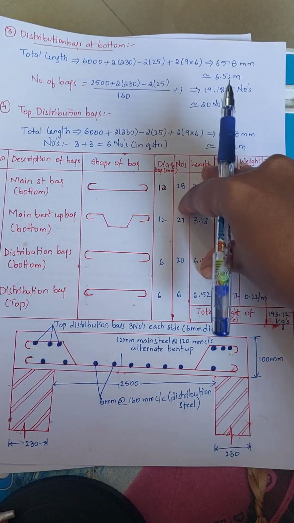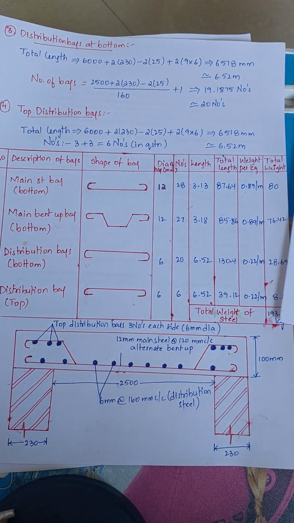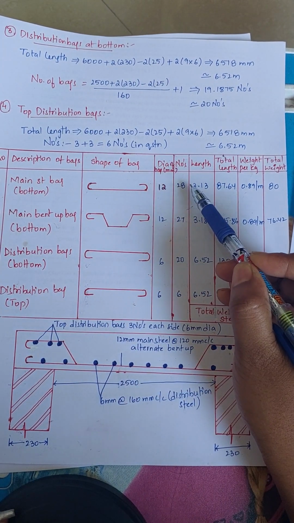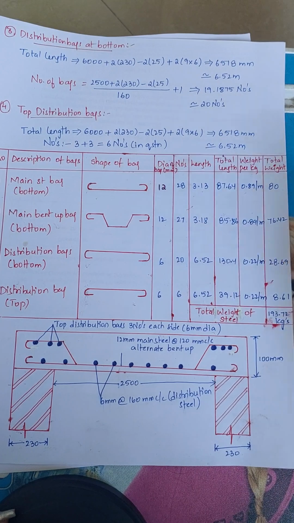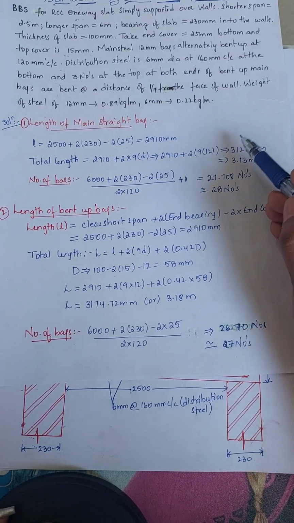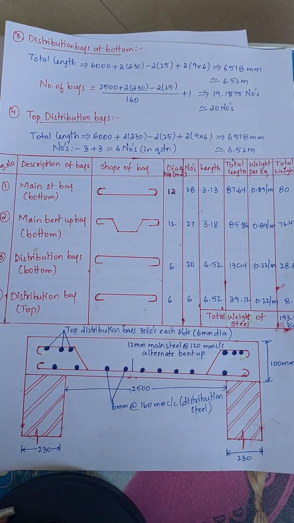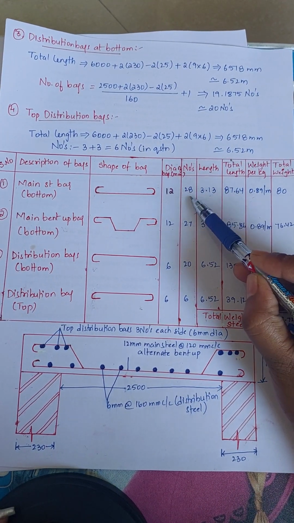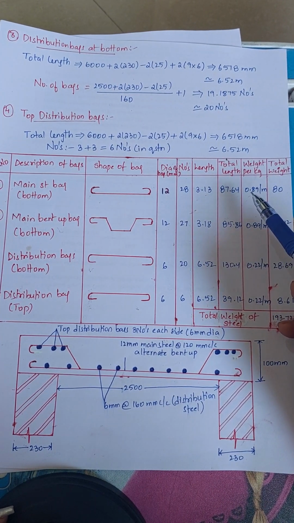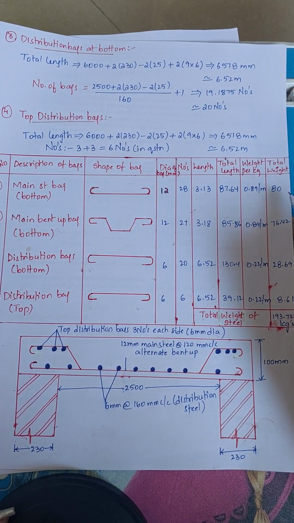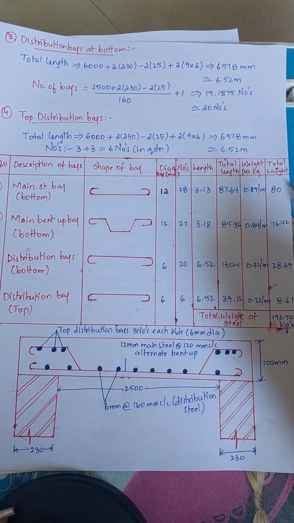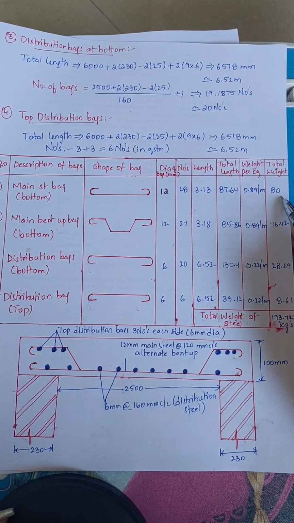I have put it here in the table for easy calculation. For the main straight bar, we have used 12 mm bar. We got 28 numbers after calculating over here, and the length is 3.13 meters. Then 28 into 3.13, we get 87.64. This 87.64 into 0.89 gives the total weight required for the main straight bar for 28 numbers, and we get the total weight of steel as 80 kgs.